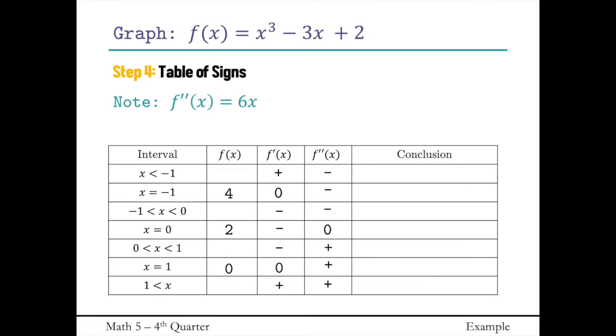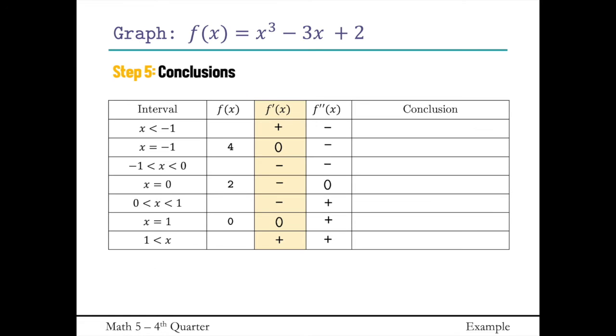Now that we have filled out the first four columns of the table of signs, we will now create conclusions based on this information. Based on the third column, which is the first derivative of f of x, we see that the function is increasing for values less than negative 1. However, the function is decreasing for the interval from negative 1 to 1. And lastly, we see that for numbers greater than 1, the function is increasing.